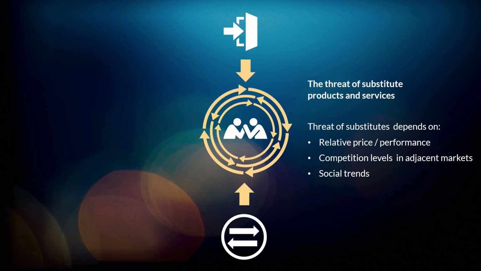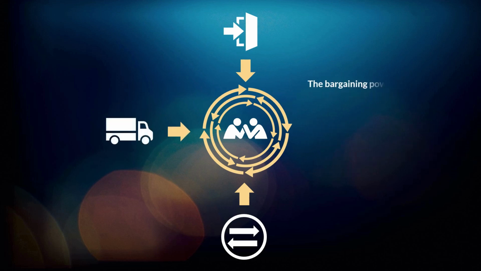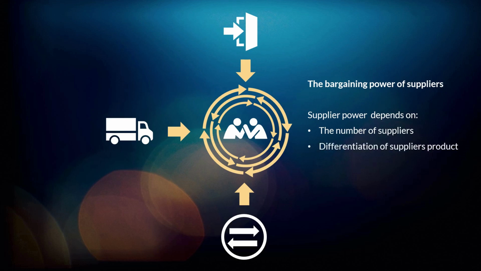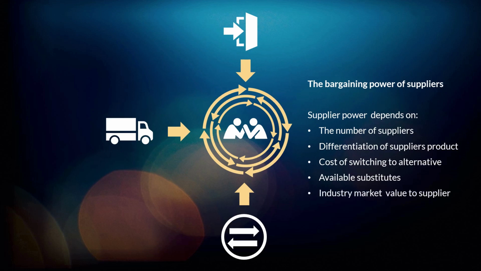Substitutes can also become attractive when there are changes in social trends that result in a greater desire for a substitute product. The bargaining power of suppliers will depend on a number of factors and the size of the supply market relative to the industry. Suppliers with strong bargaining positions will be able to affect our profitability by raising their prices or lowering the quality of their products. Supplier power is high when there are only a few suppliers, when their product is unique or differentiated, when the cost of switching to an alternative supplier is high or it's inconvenient, when there are no alternative products available, or when the industry is not an important market to the supplier.